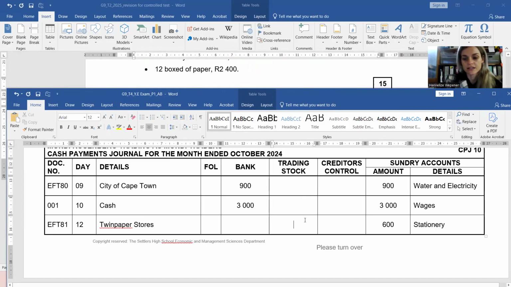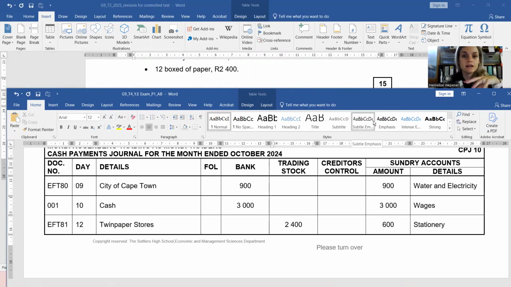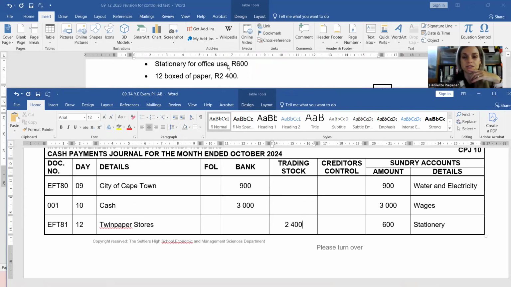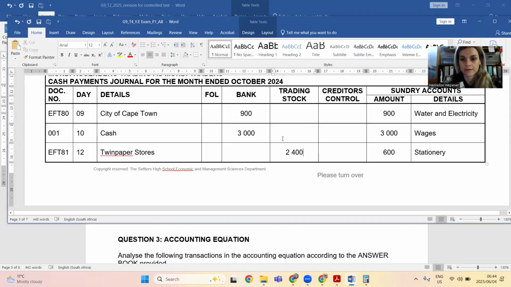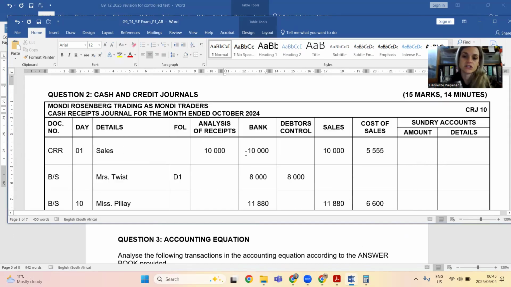So that is your trading stock, because remember, right at the beginning of the question, it said that you sell paper. Okay, so that unless they tell you that this is for office use, like they did with stationery, then it is your trading stock. Also, it's 2,400 for everything, not 12 times 2,400, because they would have told you it's 2,400 each or 2,400 per box if they wanted you to calculate another amount there. So in total, you paid using this EFT 3,000 Rand. So that's just a quick and easy combined cash and credit journals.